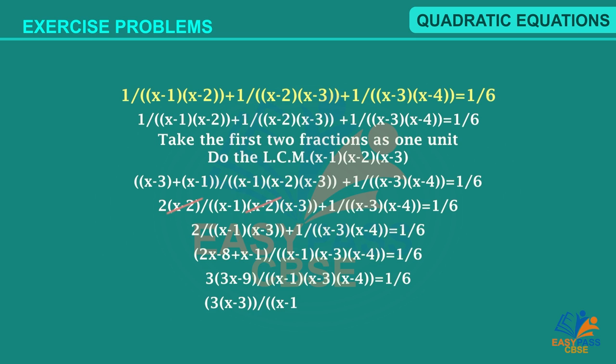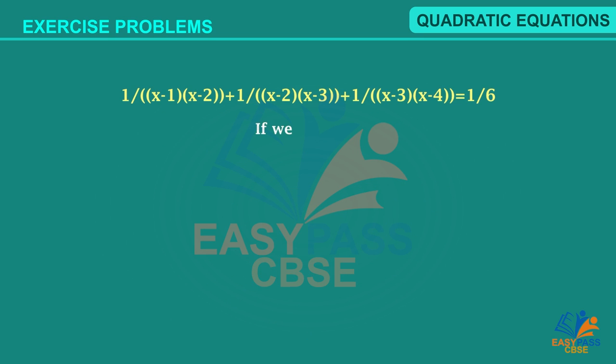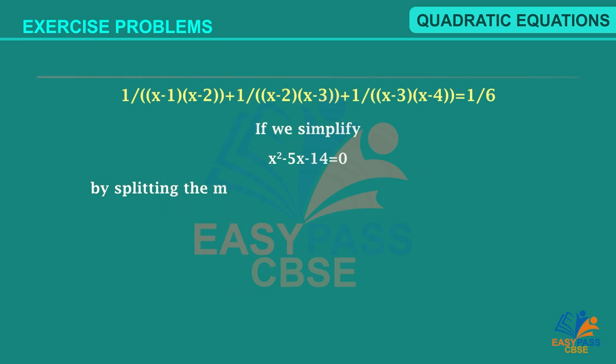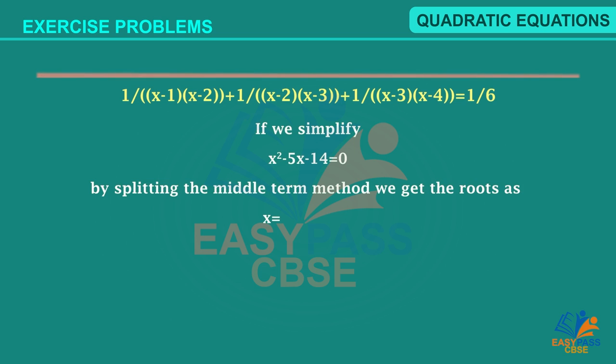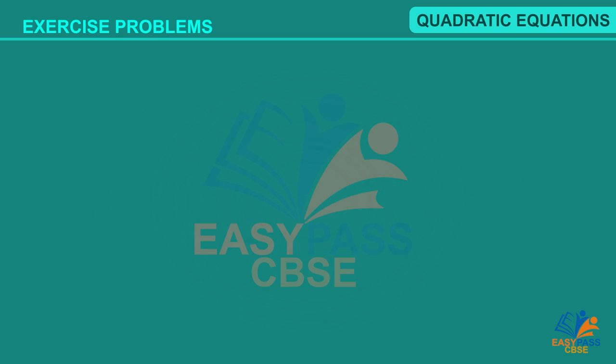Now, again, we can cancel x minus 3. So we get 3 over x minus 1 times x minus 4 is equal to 1 over 6, or x minus 1 times x minus 4 is equal to 18. If you simplify thoroughly, we get x square minus 5x minus 14 is equal to 0, which is a simple quadratic equation. By the splitting the middle term method, we get the roots as x is equal to 7 or x is equal to minus 2. Next question is a by x minus b plus b by x minus a is equal to 2.